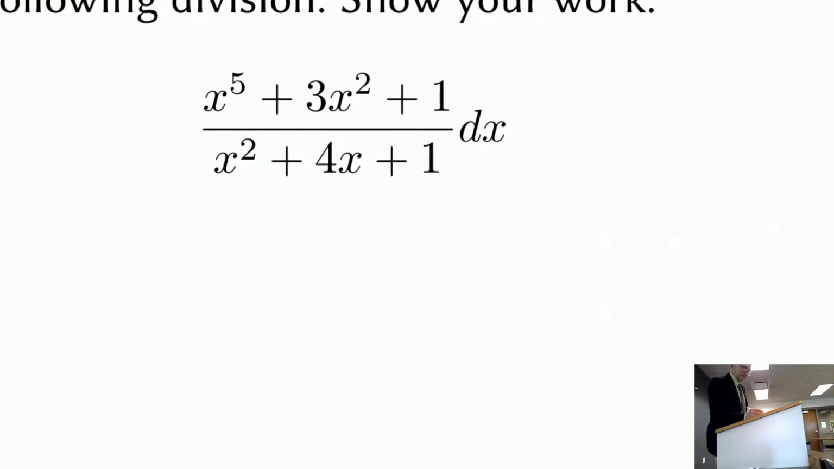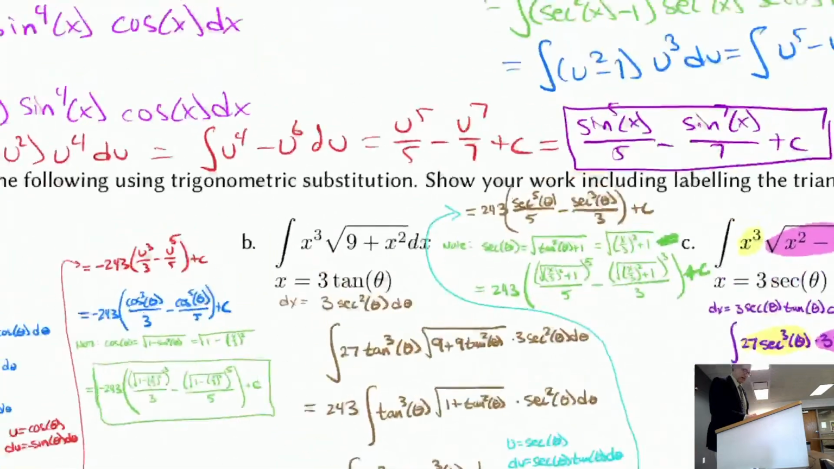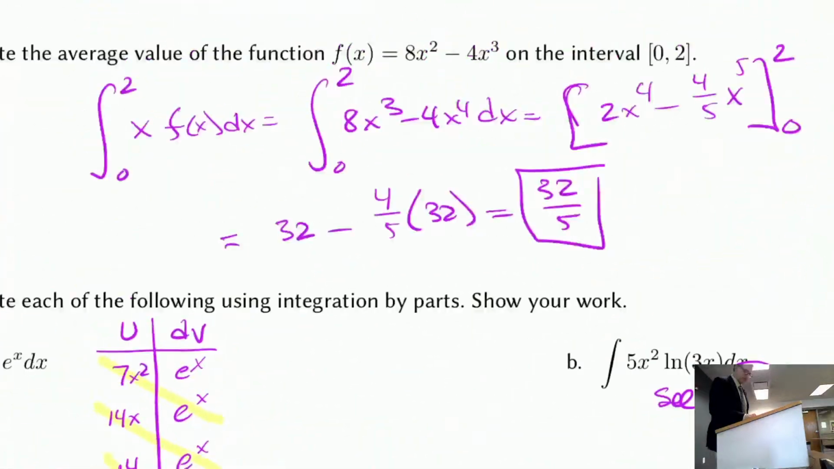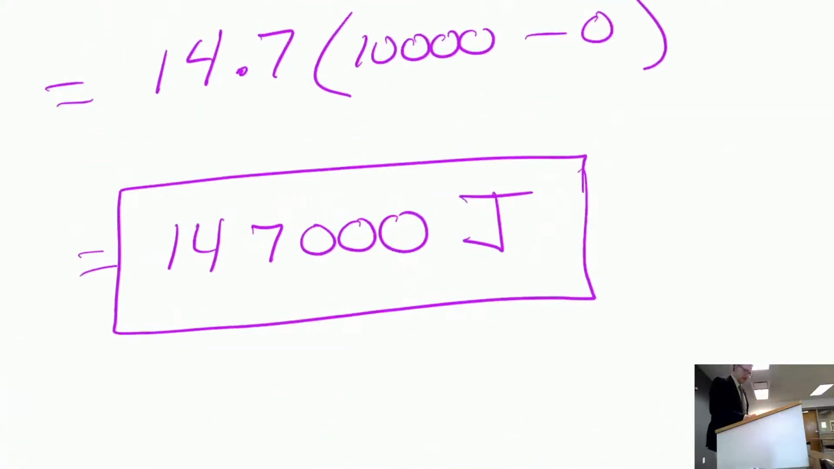Oh, why is there a dx there? I don't know. Let's cross that out. That's completely unnecessary. All right. Okay, so I'll do the long division, show you how that's done. But one thing, where is it? There was something that I skipped over. Oh, this one.